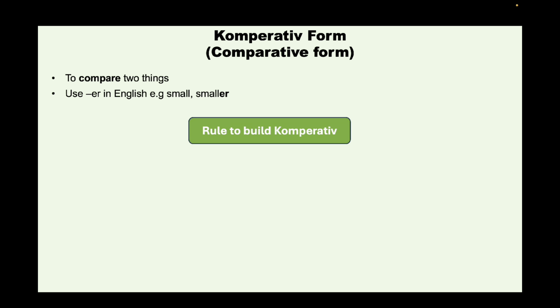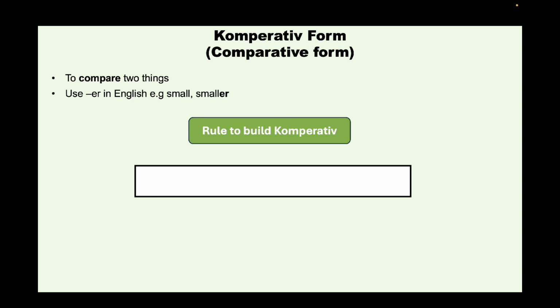What about German? How do we make comparative in German? So the rule to make the comparative in German is that we have the adjective and we add ER at the end of the adjective, similar to English.